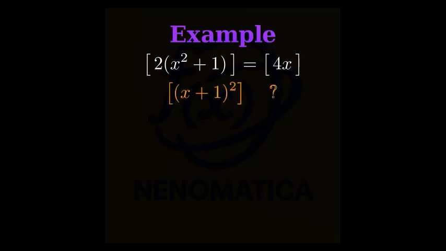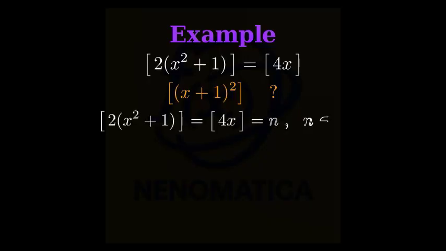In this example, we will use the floor function rules to connect two bracketed expressions and compute the value of another one. We are given the condition floor of 2 times (x squared plus 1) equals floor of 4x. Our goal is to evaluate floor of (x plus 1) squared. Set this common floor value equal to the integer n. So floor of 2 times (x squared plus 1) equals floor of 4x equals n.